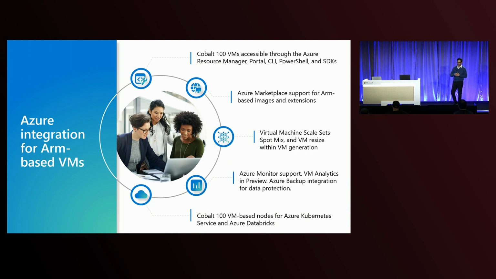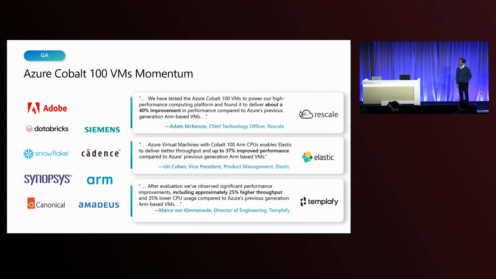AKS is one of the most used architecture or technology or service on the Cobalt 100 VMs. With that, let's talk about the momentum.